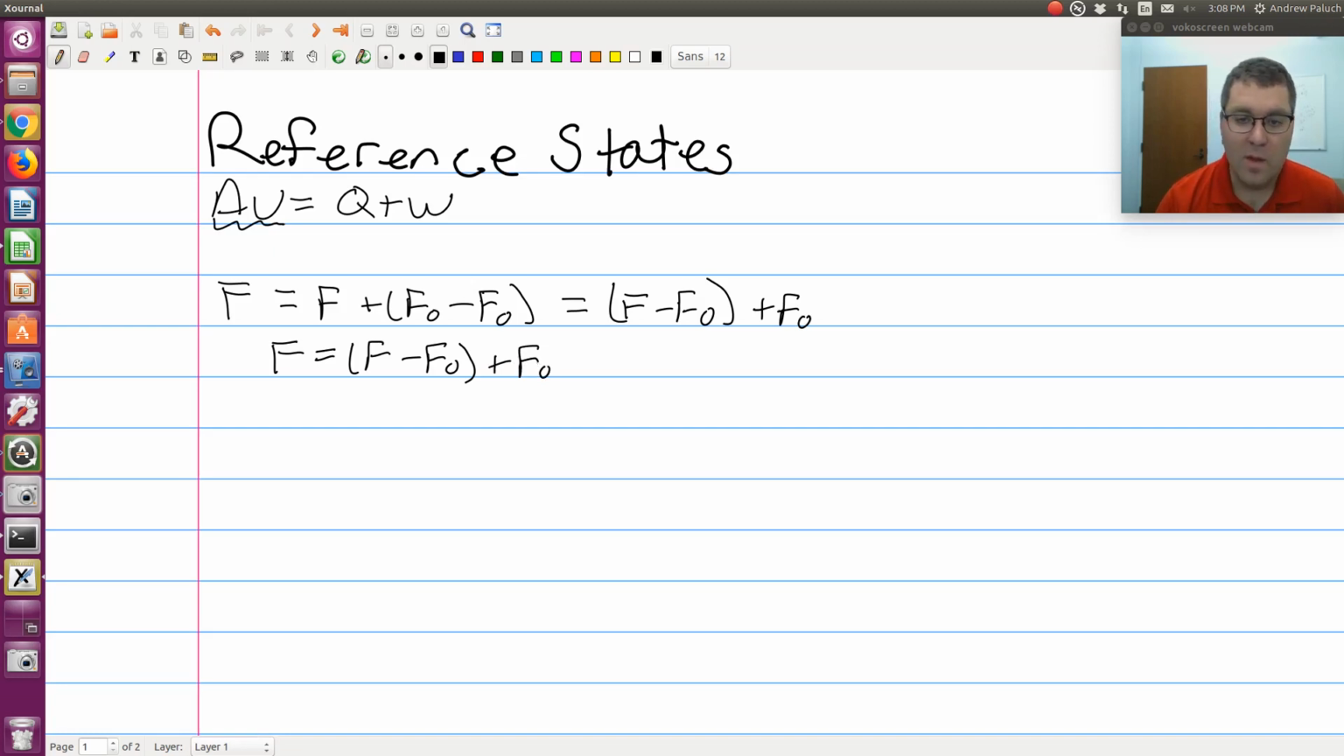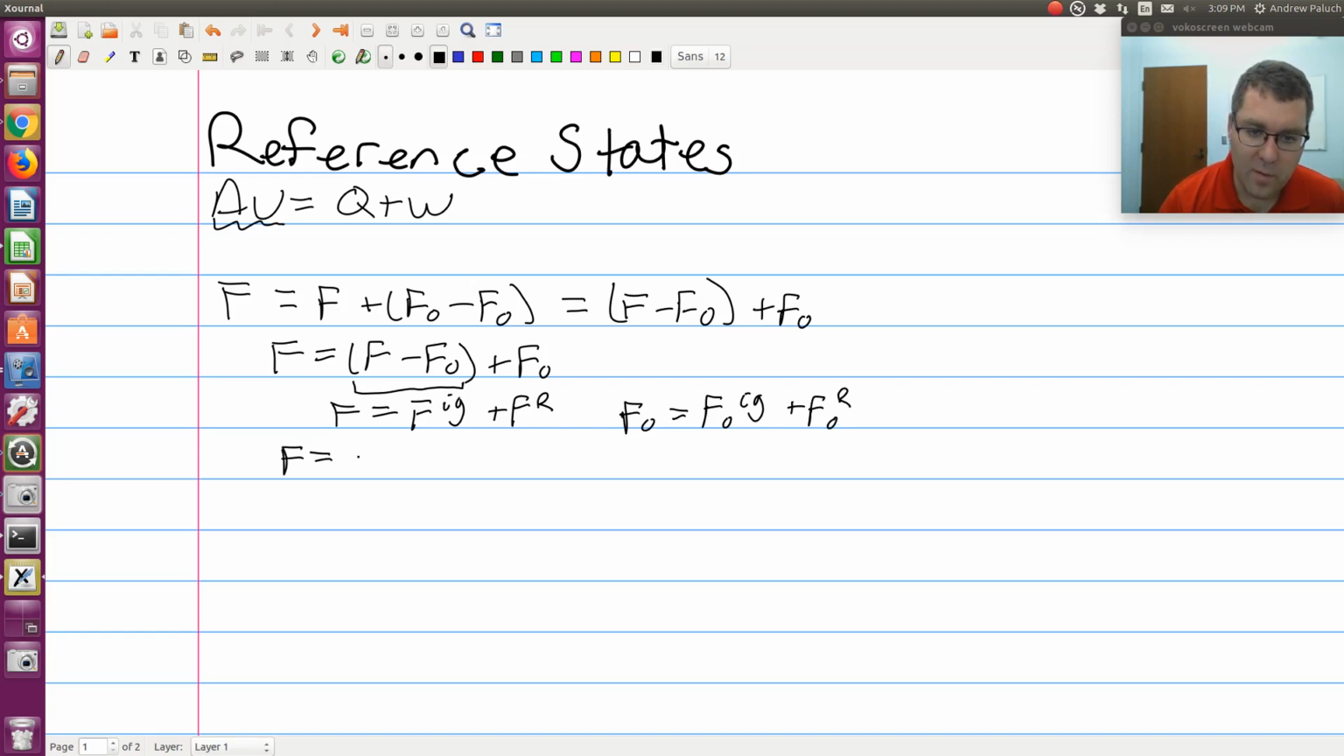Now if I were actually to calculate this, this term here, f minus f naught, I would break up. f I could write as f ideal gas plus f residual. Likewise, f naught is f naught ideal gas plus f naught residual. So f, I'm going to write as f minus f naught ideal gas plus f minus f naught residual, plus I'm going to leave this last one just as f naught for now.